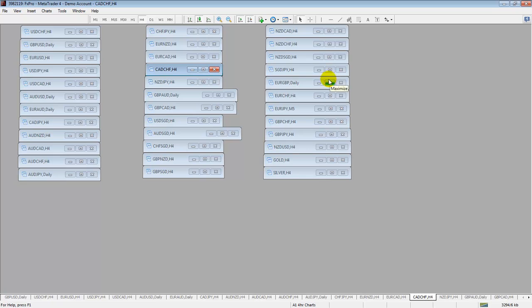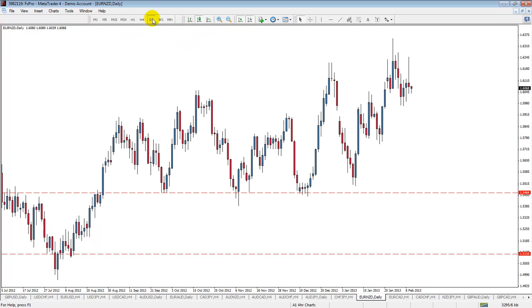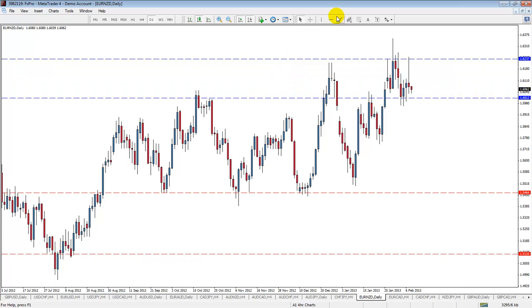Now, let's go to the other one. I think the Euro Kiwi was another chart that someone wanted to look at. So let's find it right here. And let's go ahead and just quickly draw in our zones on the daily. We've got one up here. We've got one here. We've got one here.